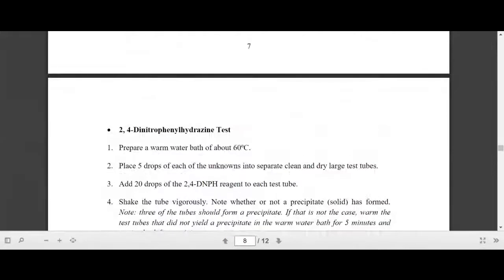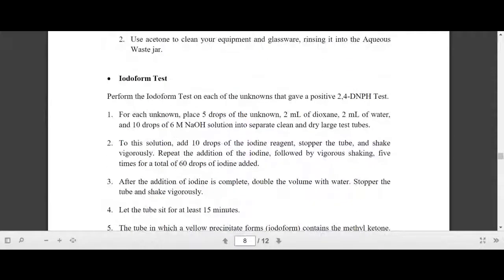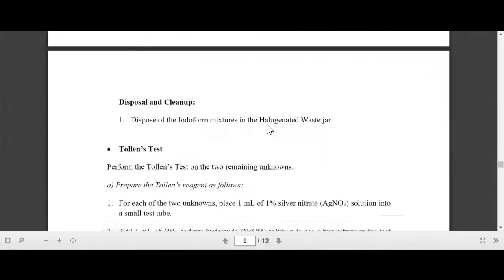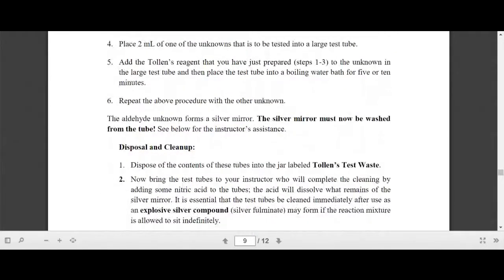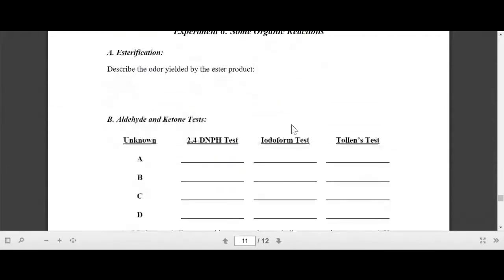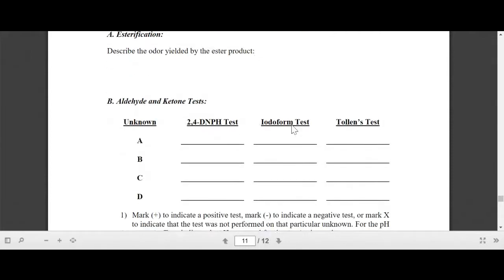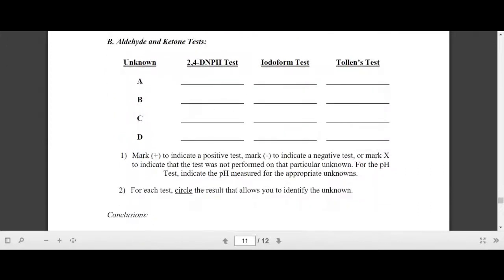If it's negative with DNPH, then it's water. If it's negative with iodoform, that means it's not a methyl ketone. If it's positive with Tollens, it means that it is an aldehyde. And the one that did not give a positive test with DNPH and Tollens or iodoform is going to be a non-methyl ketone. So you are going to use a plus sign or a negative sign when you record each test here. And the test tube that is negative for each of these steps, you don't continue with that.